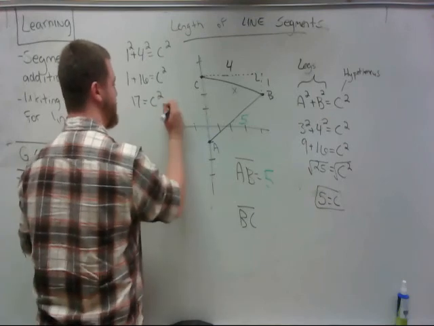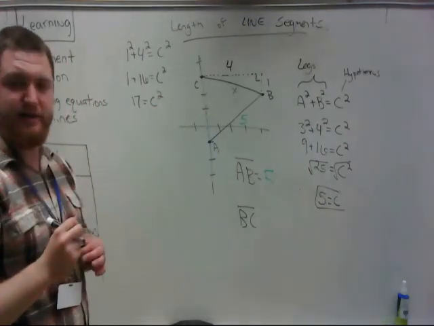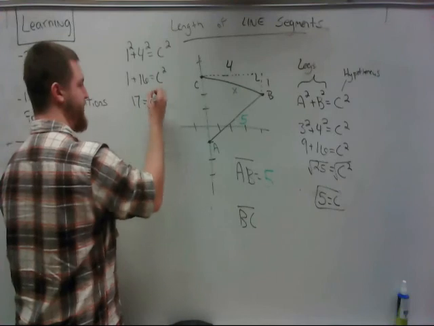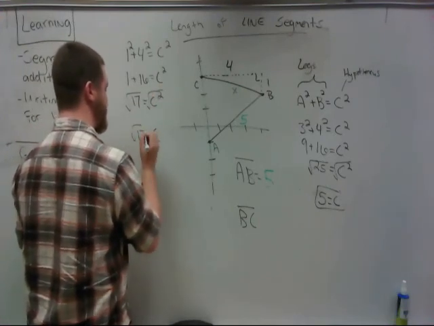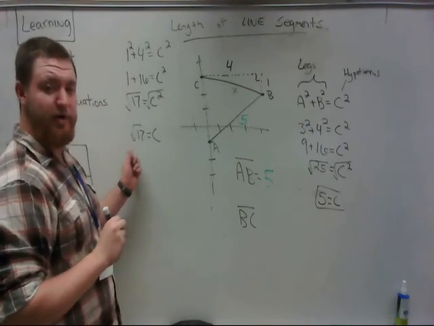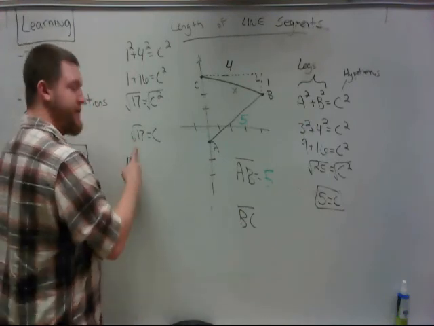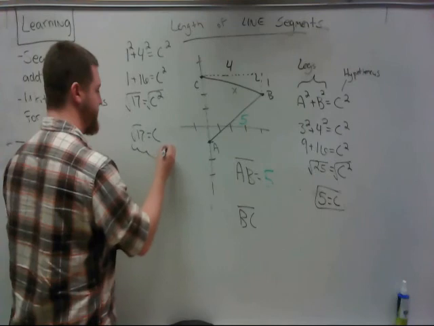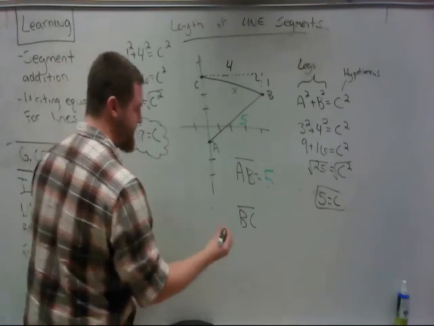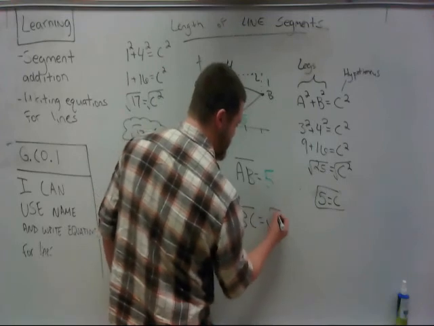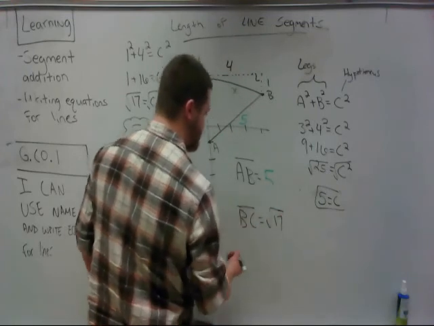Am I done? Nope. I gotta figure out what the c is, not c squared. So to do that, I do the square root of both sides. C equals the square root of 17. 17 is prime, so I am done. I do not want a decimal. I want it in radical form. So leave it as square root of 17. So BC equals the square root of 17.